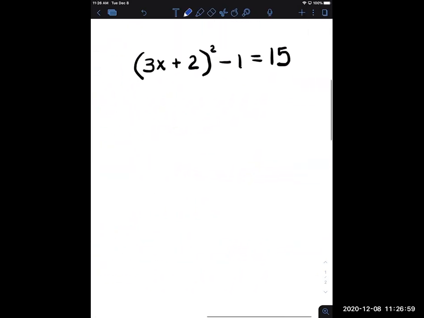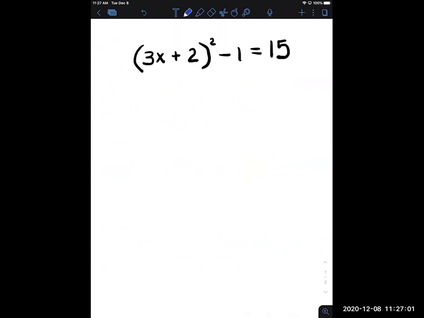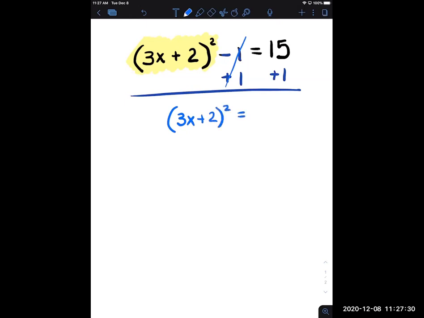We have one more problem with multiple steps in it. So remember that your first step is always to try to get the squared term by itself. So I need to get rid of this minus 1. That's right there. In order to get rid of it, you do the opposite. So I'm going to be adding 1 to both sides. So these ones cancel, and I'm left with (3x plus 2) squared equals 16.